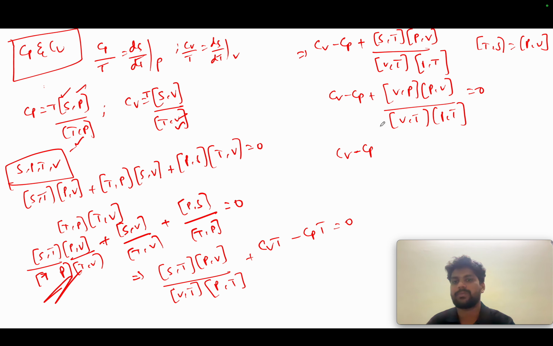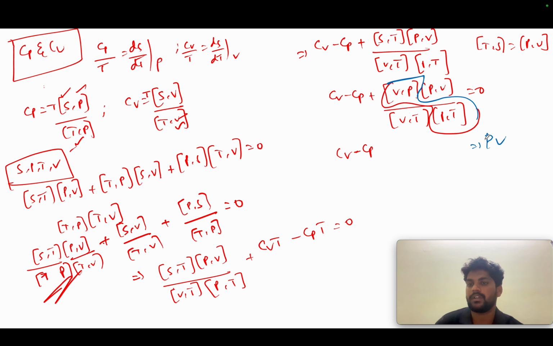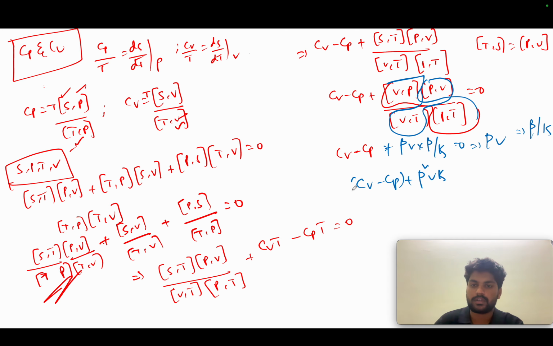CV minus CP. Here we will get the expansion and compression formulas again. If you see this one, dV by dT will give rise to beta V. This one will give rise to beta by K. So now the equation will be beta V into beta by K, so CV minus CP plus beta square V by K equal to 0. Now CP minus CV equal to beta square V T by K.